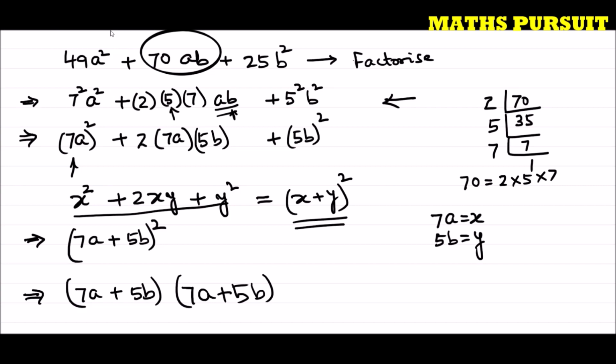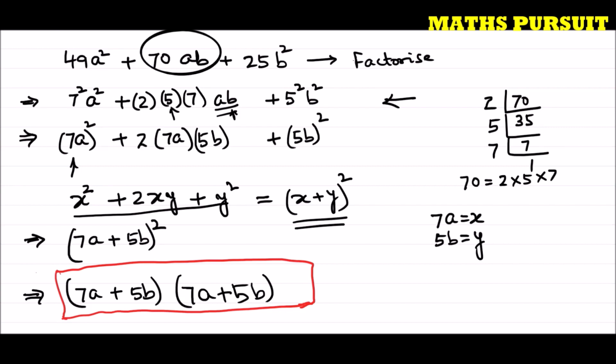This is how we can factorize the given expression. After factorizing, our answer is 7a plus 5b into 7a plus 5b. Hope guys you understood this. This is very simple and very straightforward. You can do it within 2 or 3 minutes or maximum within 5 minutes. I took some time as I am explaining you.